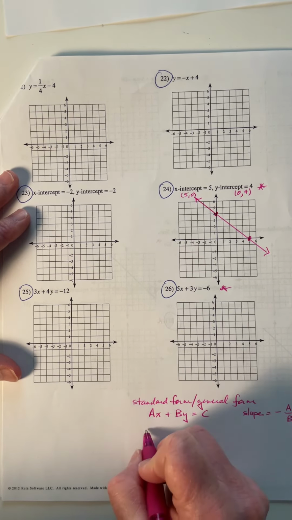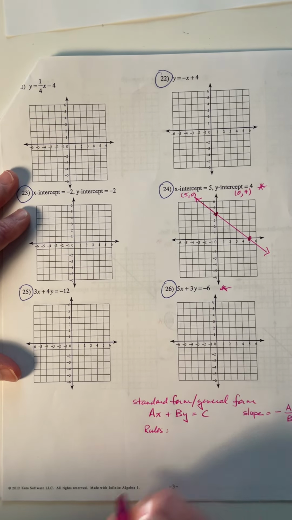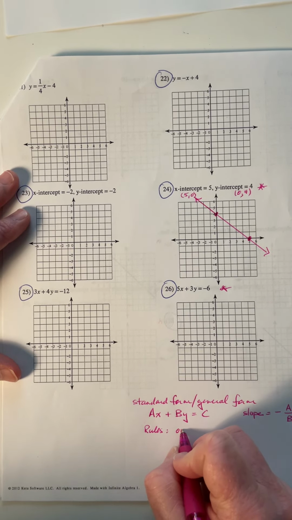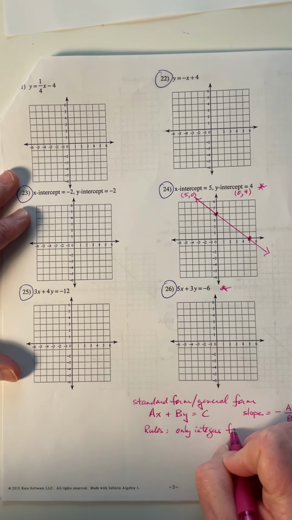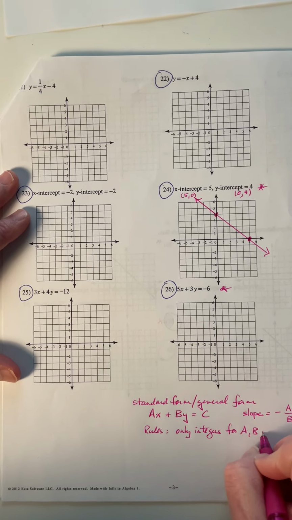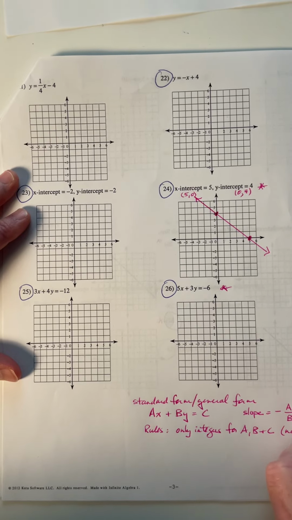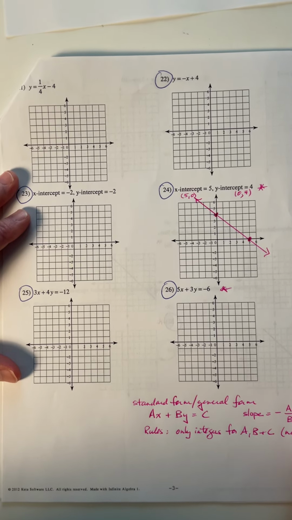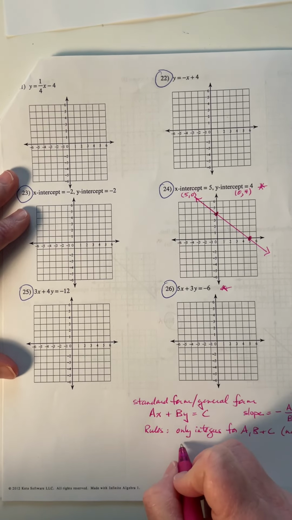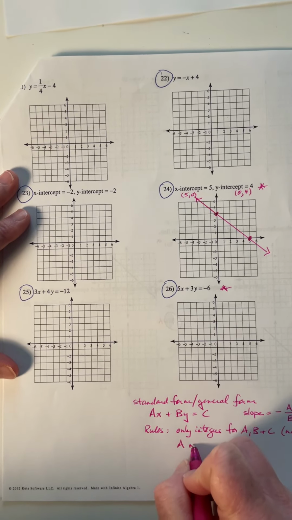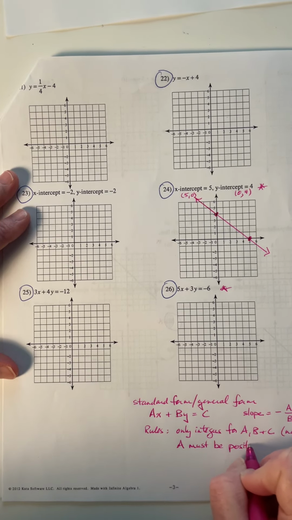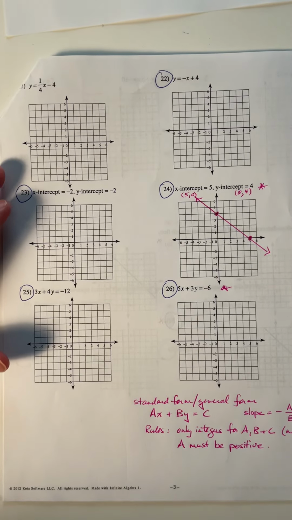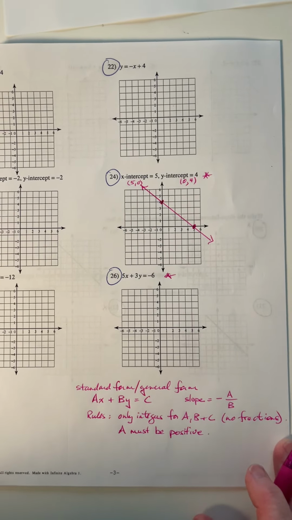Okay, a couple rules for this form: only integers for A, B, and C. No fractions, for example. And the other rule is that A must be positive. All right, so those are our rules. Whoops, those are our notes.